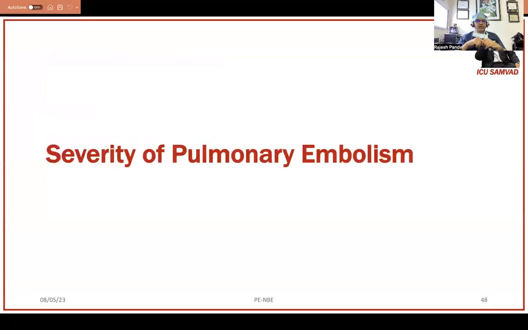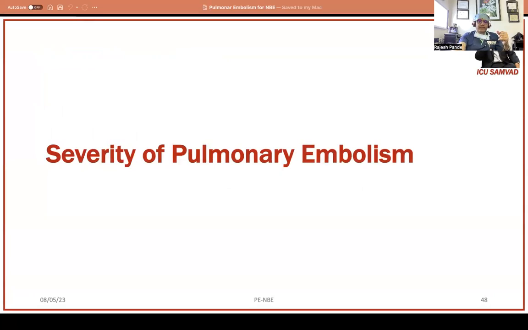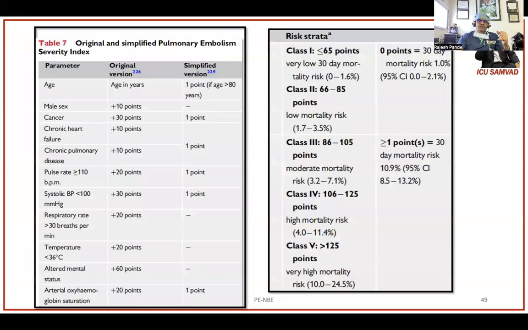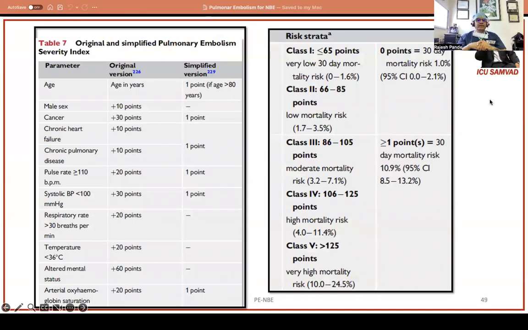Now, next important issue is looking at severity of pulmonary embolism. So people have given us a score, pulmonary embolism severity index, PESI. Now here you can see the components of PESI. So male sex carries a higher risk, cancer, CHF, COPD, tachycardia, hypotension, tachypnea, hypothermia, altered mental status, decreased saturation. So all these are there.